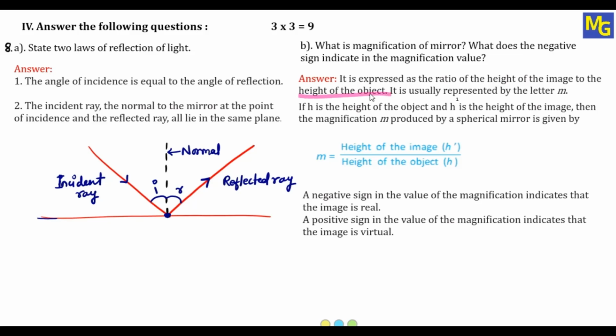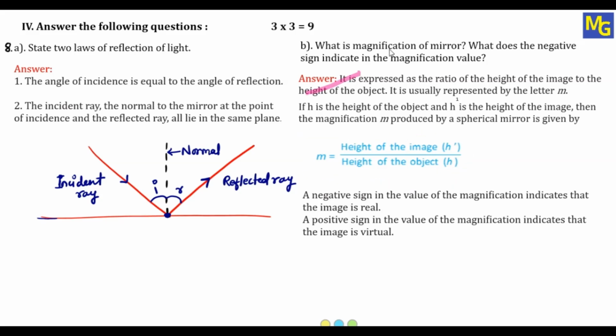So always remember, if we want to find out how much our image has got big, then we have to find out the ratio. And ratio of what? The ratio of first the height of image and then the height of object. It is usually represented by the letter m. So small m is used for magnification. If h is the height of the object and h dash is the height of the image, then the magnification by a spherical mirror is given as: we have to divide the height of the image by the height of the object. Therefore, small m is equal to the height of the image, that is h dash, over the height of the object, that is h. So this is the formula of magnification and this is the definition.